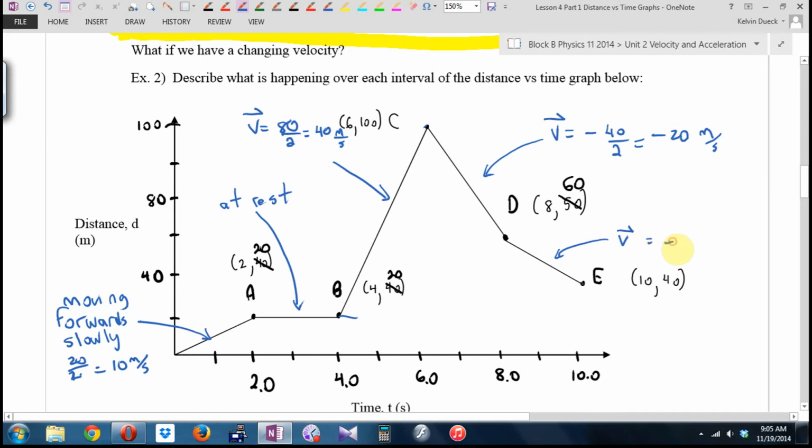Negative. Negative what? 20 over 2, negative 10 meters per second.